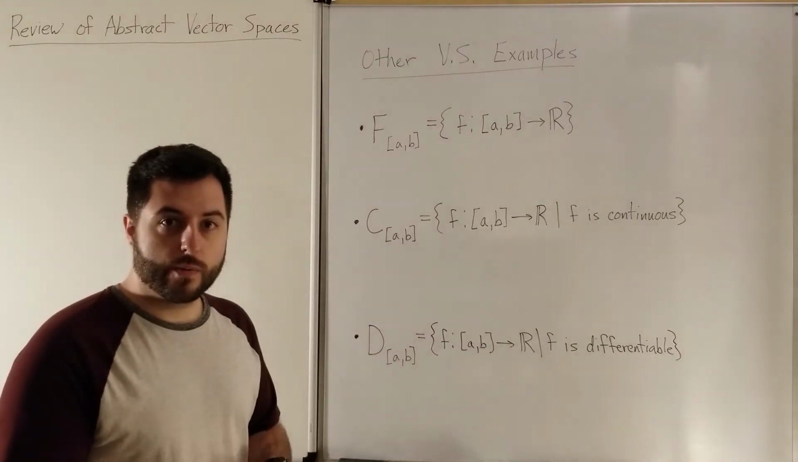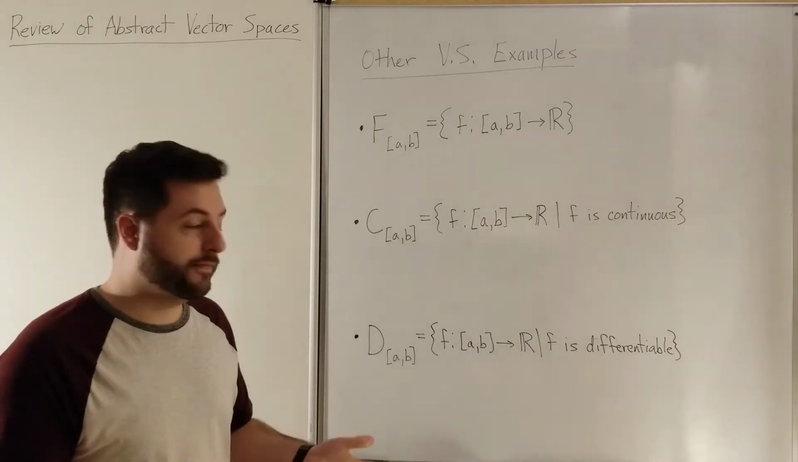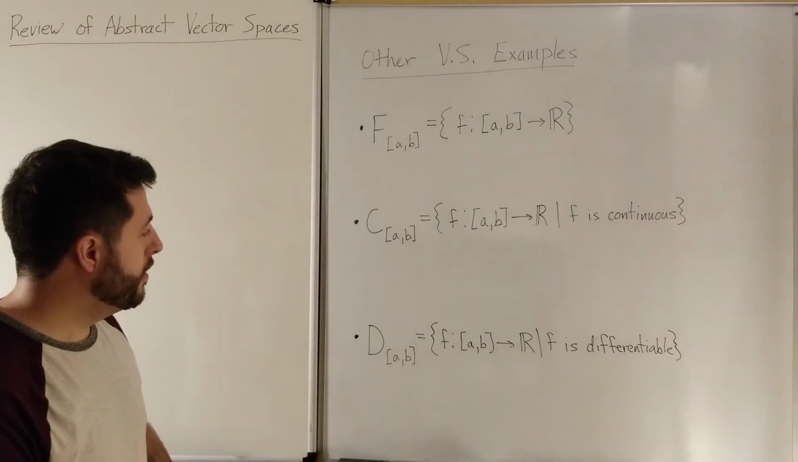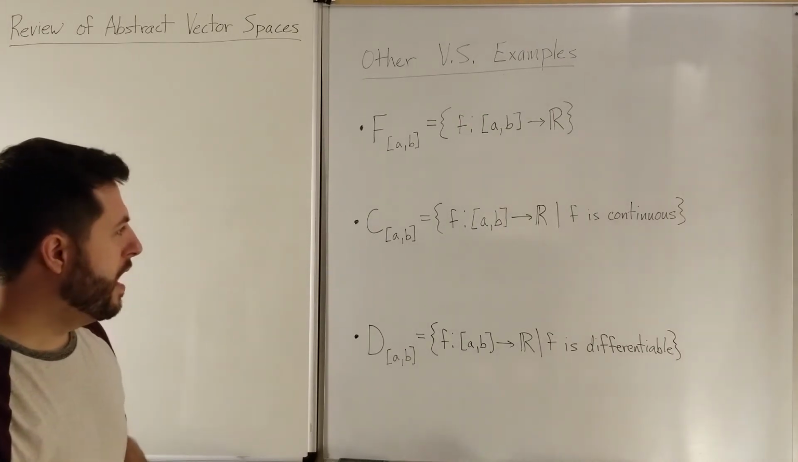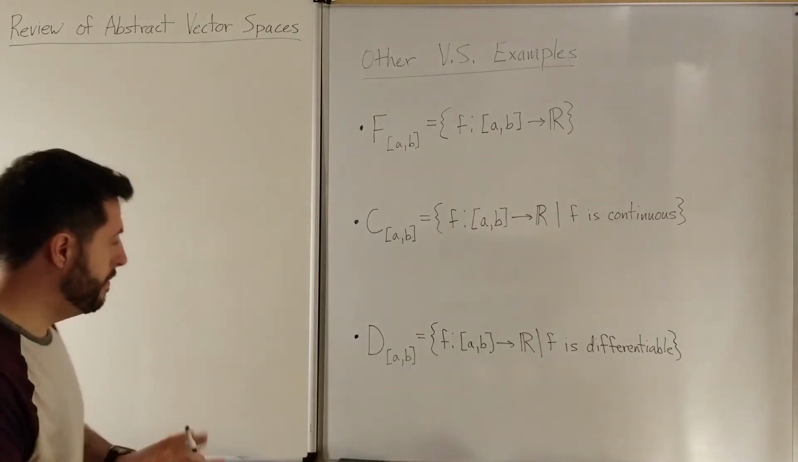All right, so we have some more examples of abstract vector spaces here, or just vector spaces. And before I go into what each one of these things is, I want to cover some notation that you should be familiar with.